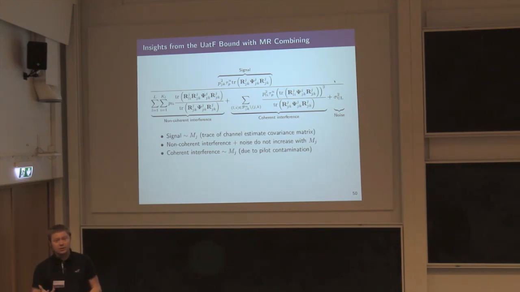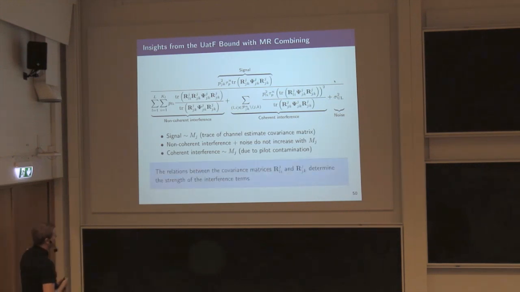It has to do with the users that use the same pilot as me, so that the base station's estimates of those channels are correlated with the estimate of my own channel. And then we have a noise term at the end. What's important here is that in this term that says something about the coherent interference, the covariance matrix from my base station to my own user, and the covariance matrix from my base station to the other user, are showing up here again. So if those two covariance matrices are very different, we could guess that this term should be small. And when they are very similar, it should somehow be larger.